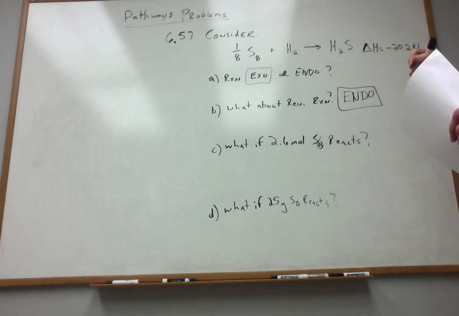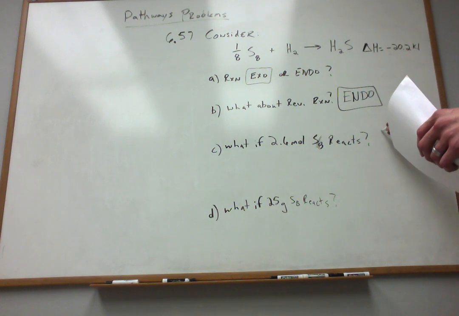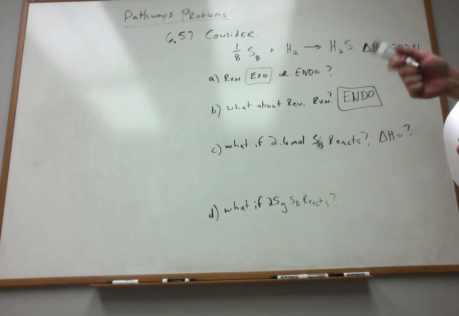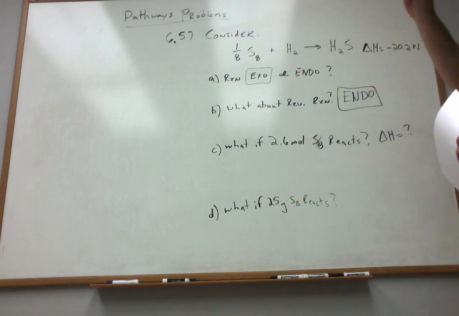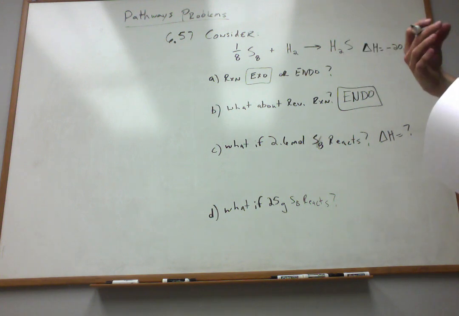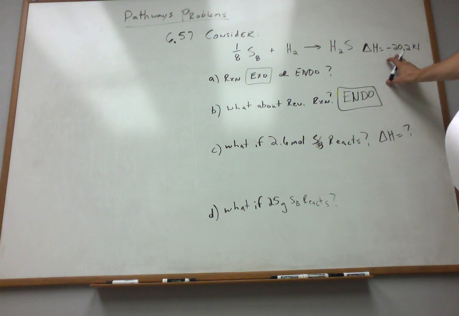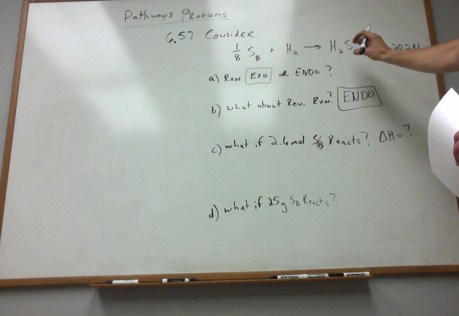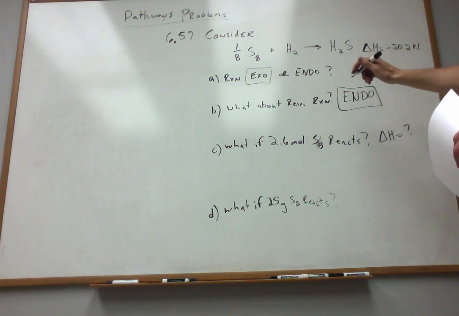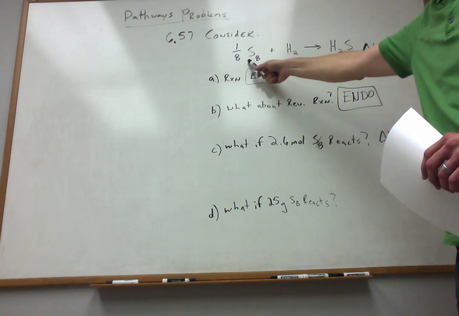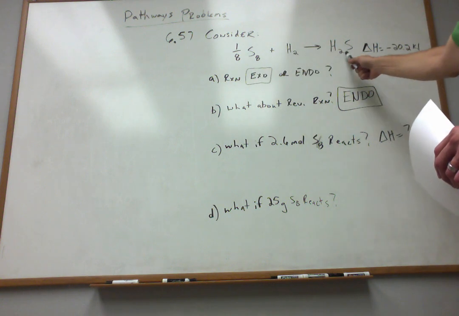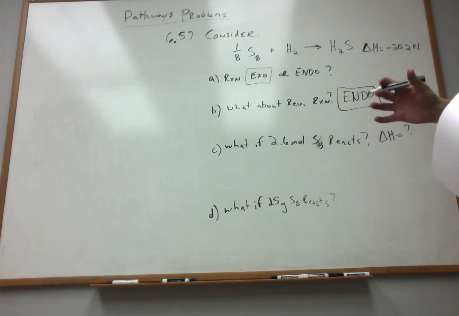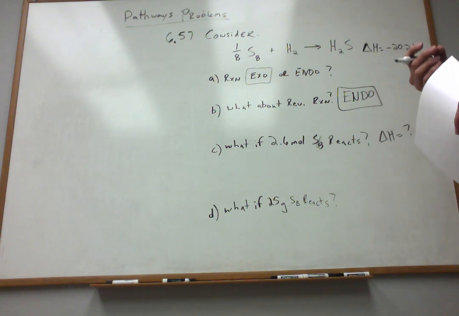Part C. What would delta H be equal to if 2.6 moles of the S8 reacts? Now, this gets into your quantitative understanding of what this number means as it's written. It's describing the enthalpy change of this reaction as it is written, which to me indicates 1/8 mole of this with 1 mole of this to make 1 mole of this. The associated enthalpy change is negative 20.2 kilojoules if I combine things in those exact numerical ratios.